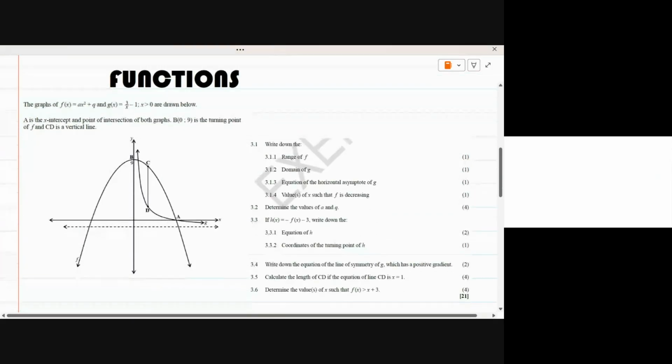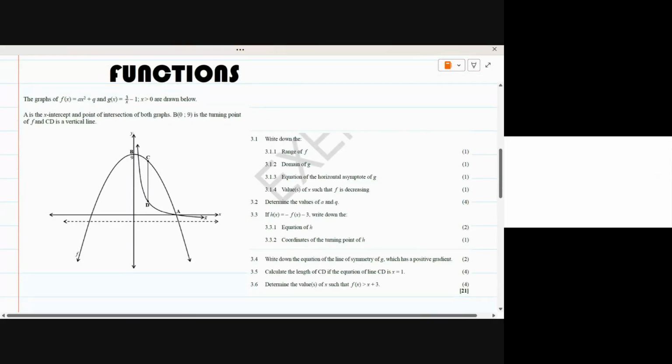Right, let's start with this question over here. All right, first thing we need to do, if we look over here, we need to first read the information that we've been given. So we're first going to start by reading the information given, and then we're going to look at the properties of each of the functions that we've been given in this particular question.